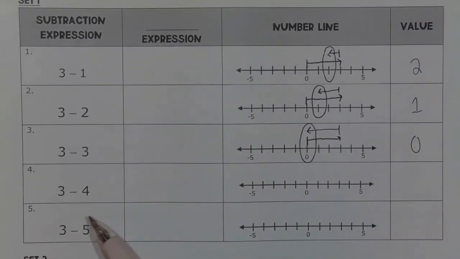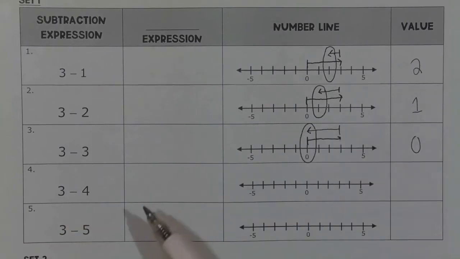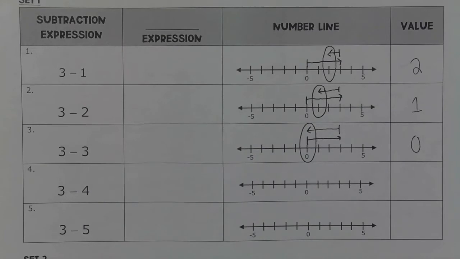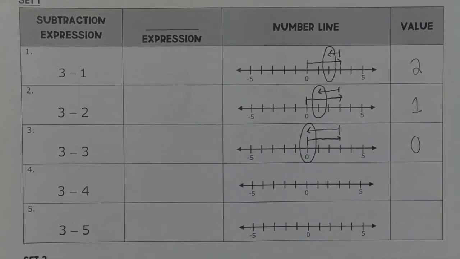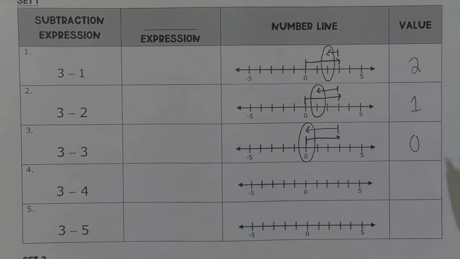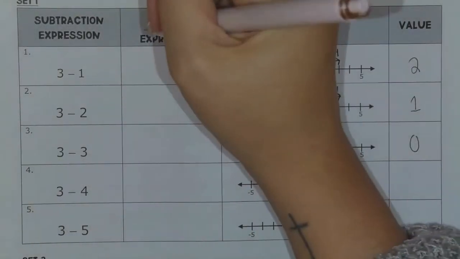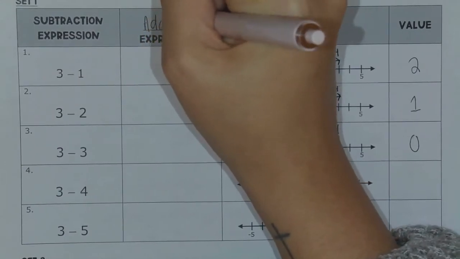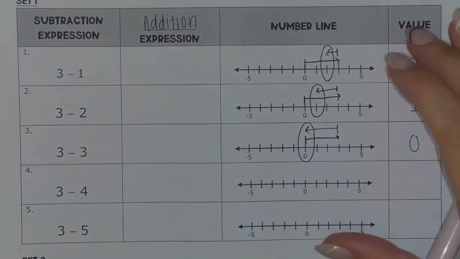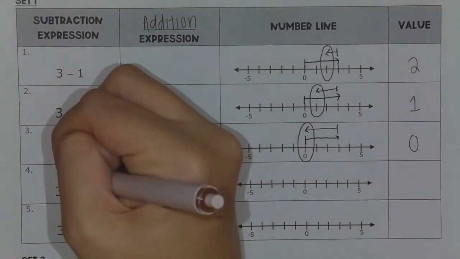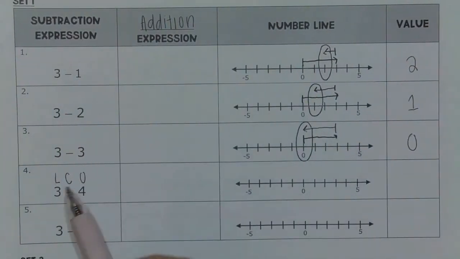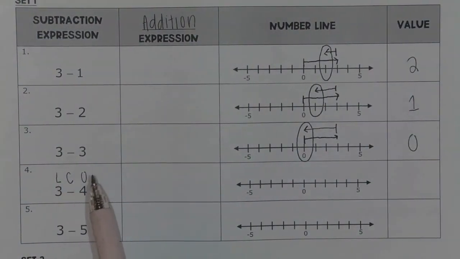But then I end up with problems like this, 3 minus 4, where I'm trying to take away more things than what I have. I could read this problem as I have 3 apples and you take 4 of them away. Well, that problem's not possible. I can't take 4 things away if I only have 3 of them. So in order to do a problem where I have a positive number minus an even bigger positive number, I want to change this expression into an addition expression. And I do that by using 3 letters: L, C, O. They stand for leave, change, opposite.